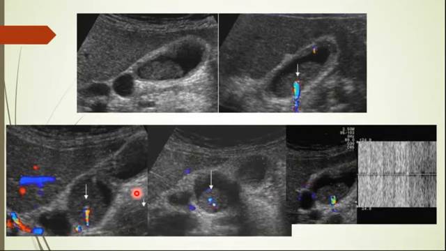For example, you can see here, this looks like a mass, and when we apply Doppler, we have a Doppler signal, but it doesn't follow the course of an artery. It's just a twinkling artifact. How to confirm that? You just put spectrum on it, and you will not get any pulse in the Doppler signal. You get just noise because it's twinkling artifact.